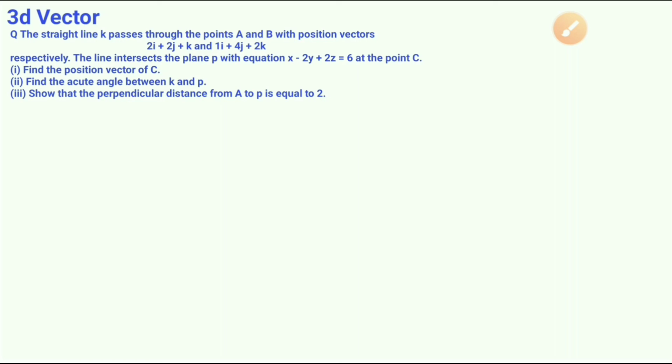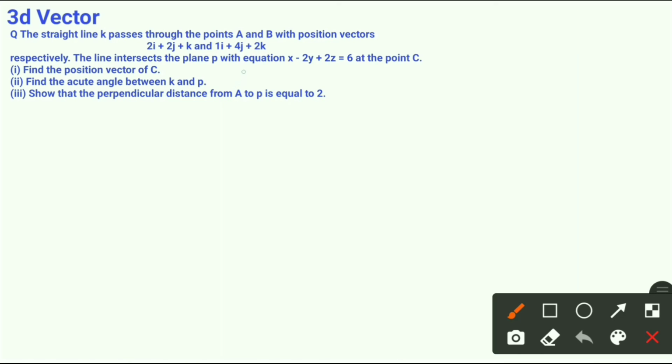Moving on to another question: the straight line K passes through the points A and B with position vectors this and this respectively. The line intersects the plane P with equation this at the point C. Find the position vector of C. So first, we have these position vectors, we will make the equation of a line, and then we know how to find the intersection point between a plane and a line. So we will find the intersection point C as well.